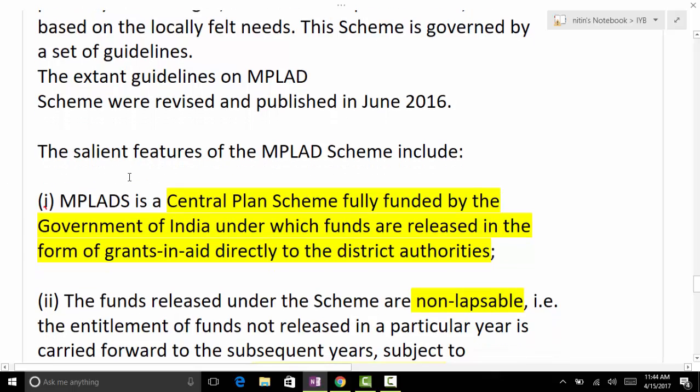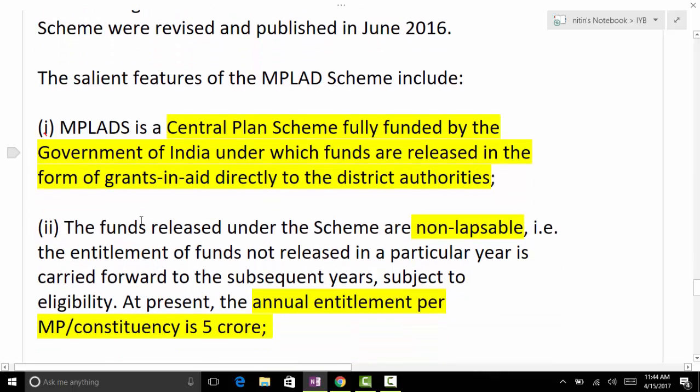Now there are certain features of the MP-led scheme. We'll go through them one by one, and these features are important. The first feature: it's a central plan scheme, fully funded by the Government of India, through which funds are released in the form of grants in aid directly to the district authorities. So these are grants in aid, right? It's not a loan given to the authorities. It's given directly to the district authorities. So the DM is in charge of the fund, of how it is going to be spent.